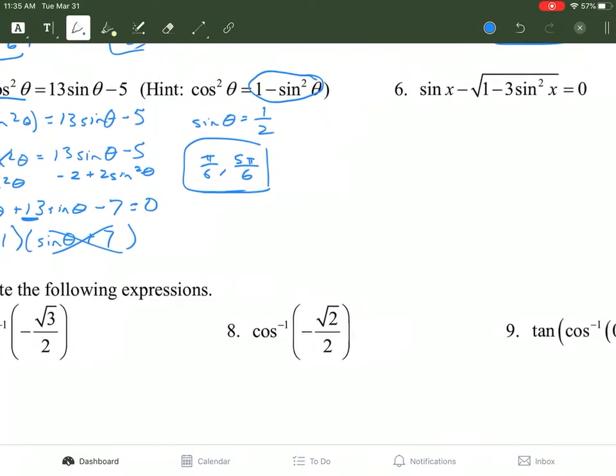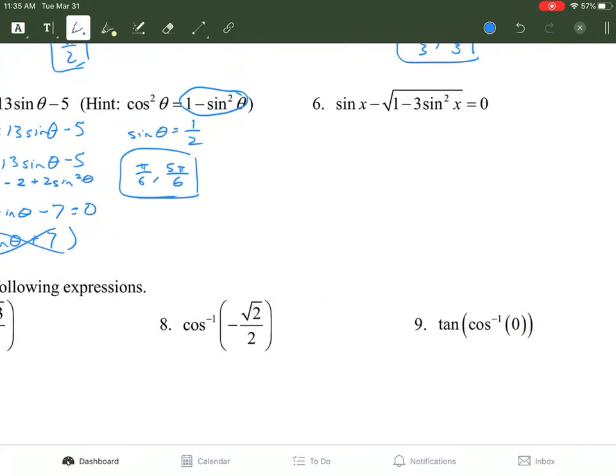Okay, the last equation is this one. So this has a couple things. One, you have a square root in the middle of it. And this is a radical equation plus an equation with the trig identities in it. Okay, so what we're going to do first is we're going to add the square root sign to the other side.